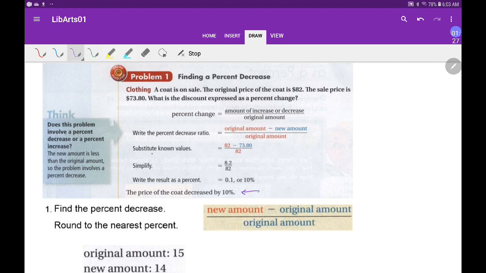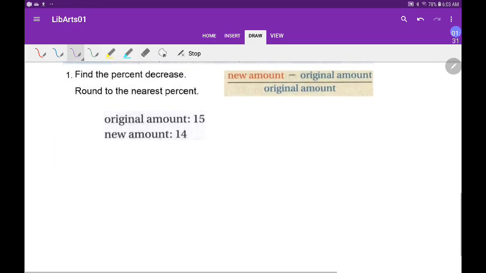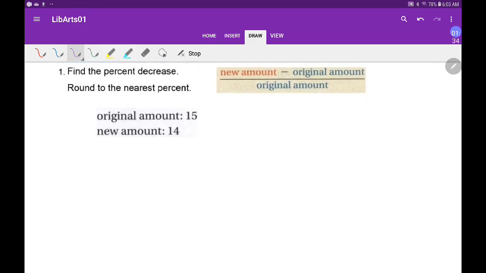So I kind of like the fact that I get a negative with my way, but as long as you know what you're doing, you're okay. So I would just suggest you use this formula only. Find the percent decrease. So let's see, the original amount is 15. They didn't even give us a story. They just said 15 and 14. What are these, monkeys? I don't know. Anyway, the new amount is 14, so I'm going to say 14 minus the original, which is 15, and then I'm going to divide by the original.